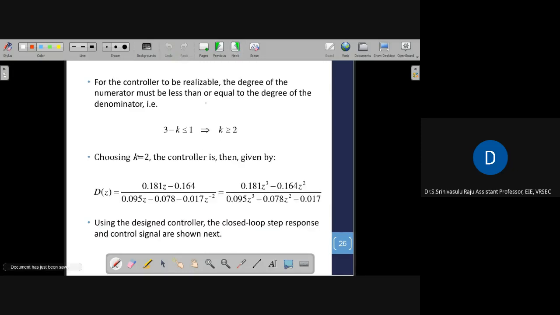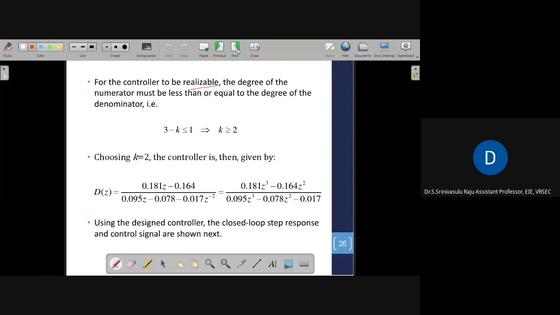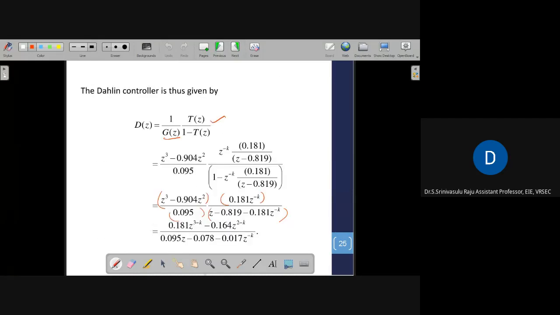For the controller to be implemented in real time, the degree of the numerator must be less than or equal to the degree of the denominator. So what you have to consider here is that you have two parameters, 3 minus k and 2 minus k. Which one will have more influence? 3 minus k. So we consider that 3 minus k should be less than or equal to 1. Why do we consider 1? Here we already have the power 1. We don't know the value of k, but we have the power 1 in z in the denominator.